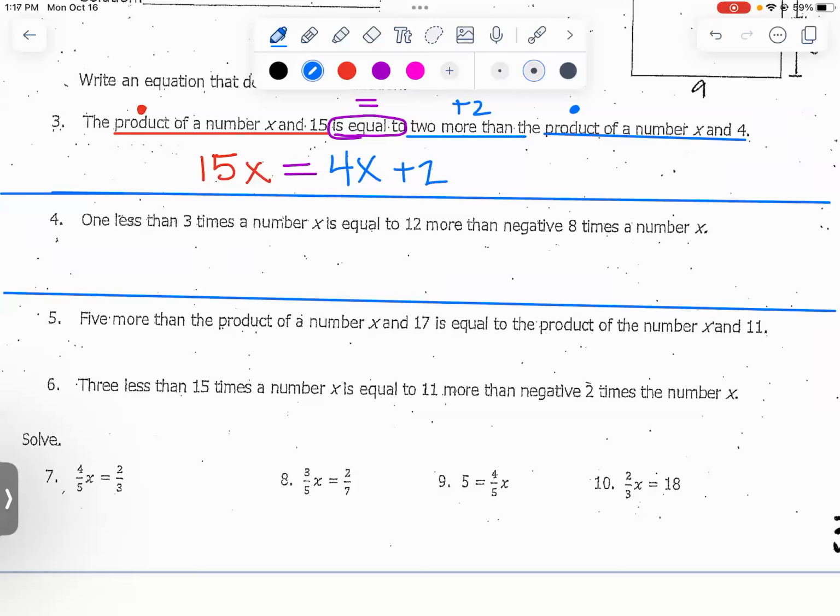All right. 1 less than 3 times the number x is equal to 12 more than negative 8 times a number x.